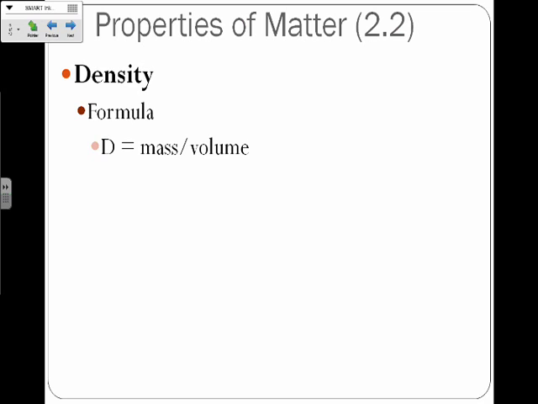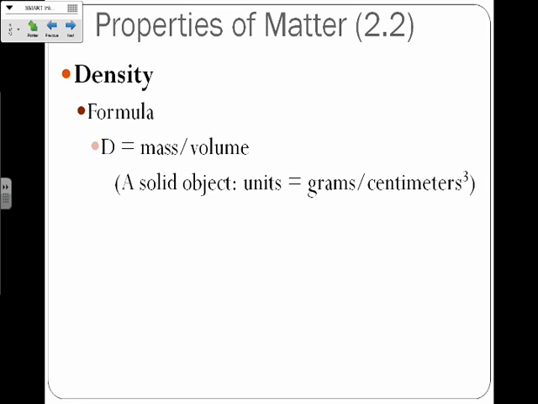You take the mass of an object and divide it by the volume of that object, and that gives you the density. If you have a solid object, you're going to have grams. Mass is measured in grams, and sometimes you can have kilograms, centigrams, but the main unit we're going to focus on for calculating density is grams. It's going to be grams divided by centimeters cubed, because to get the volume of a solid object like a book, you have to do length times width times height, so that would be centimeters times centimeters times centimeters. So for a solid object, you're going to have grams divided by centimeters cubed. Those are going to be your units.